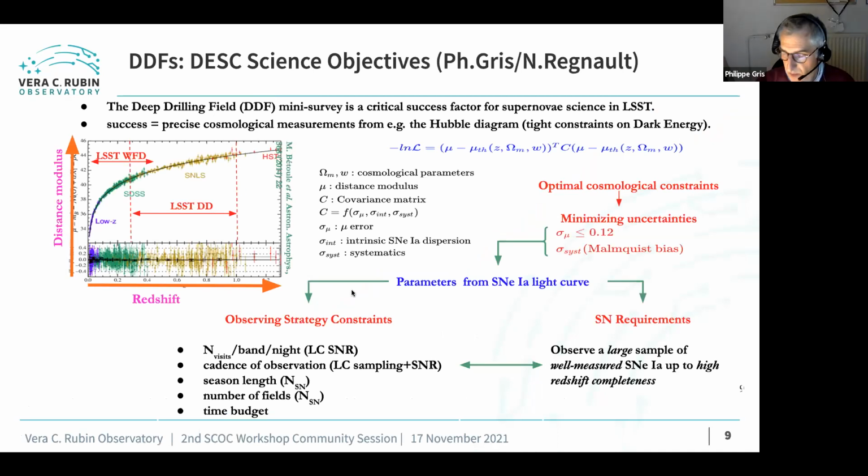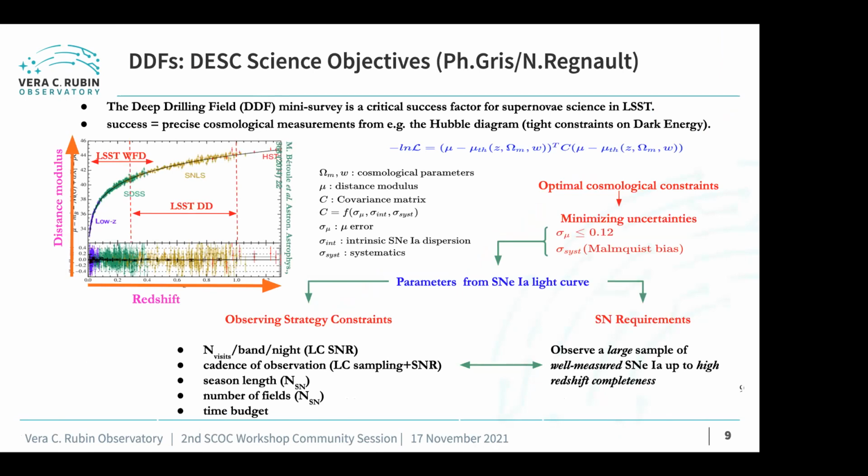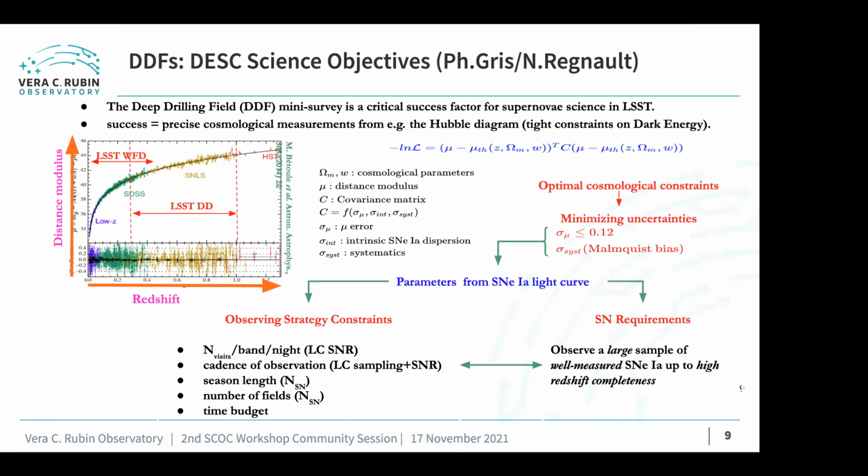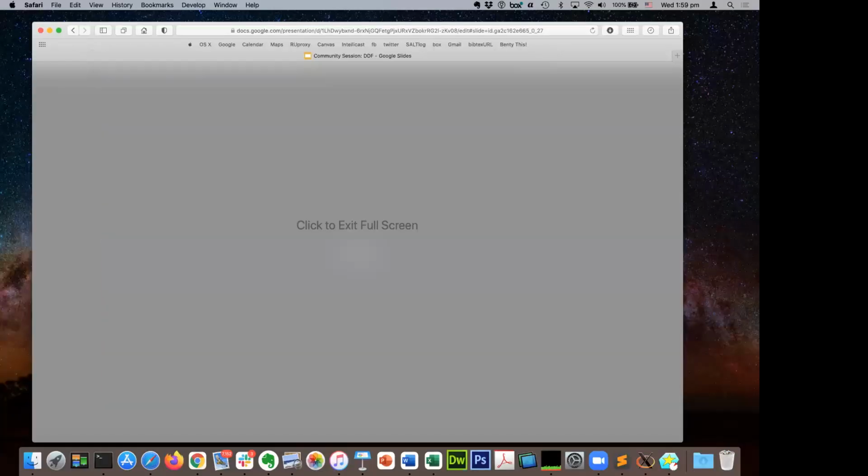Hi, so my name is Philippe Gris from IN2P3 in France. So I'm going to show a couple of slides of work that has been done with Nicolas Regnault, and it's about the interplay between the DDF observing strategy and the supernovae science. So the DDF mini survey is probably critical for the success of the supernovae science in LSST.